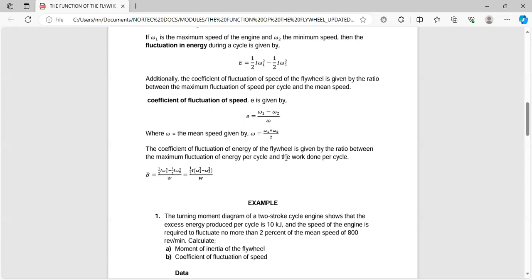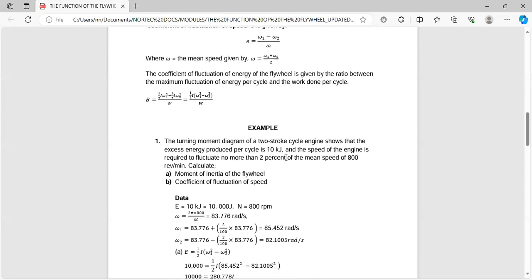So here we're going to look at two examples. The first example says, the turning moment diagram of a two-stroke cycle engine shows the excess energy produced per cycle is 10 kilojoules. And the speed of the engine is required to fluctuate no more than 2% of the mean speed of 800 revolutions per minute. Then the question is asking us to calculate the moment of inertia of the flywheel and the coefficient of fluctuation of the speed. So first, you look at the data we've been provided with.